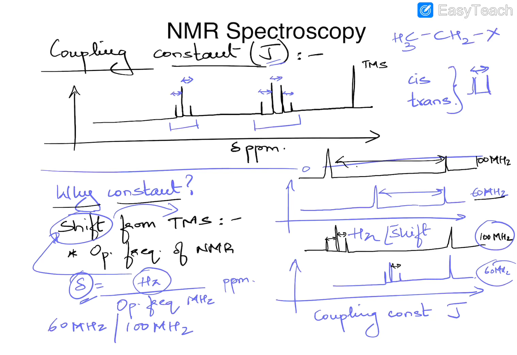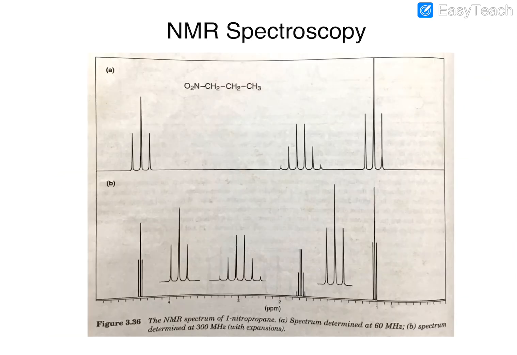So if you see the difference between spacings of these two to be about 7 hertz, or sometimes also given as CPS or cycles per second, you would see the exact same value for the difference between peaklets when you are operating at a higher field frequency of about 100 megahertz.